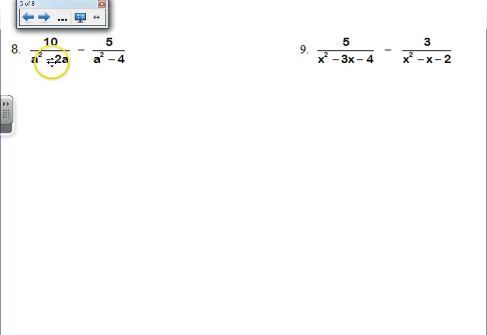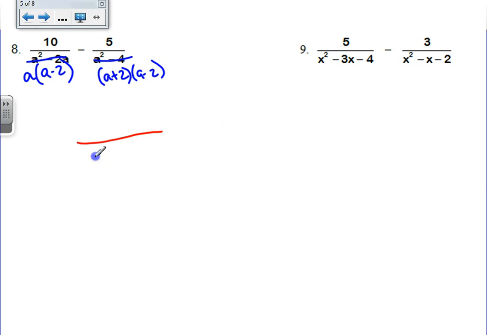Okay, this first fraction, if I factor it out, its denominator is really a times a minus 2. And this next fraction, its denominator is really a plus 2, a minus 2. So when I think about my common denominator and what I need, the first fraction needs an a and an a minus 2. The next fraction needs an a plus 2, and then we've already got the a minus 2 in the list. So who am I missing in the first fraction? I need an a plus 2.